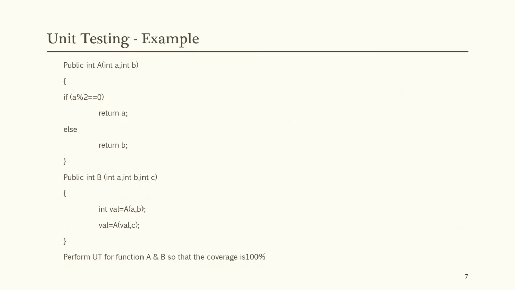This is an example of unit testing. In this slide, you can see two functions. Function A returns A if the value of A is even. It will return B if value of A is odd. Function B calls function A by passing different values in function parameters.